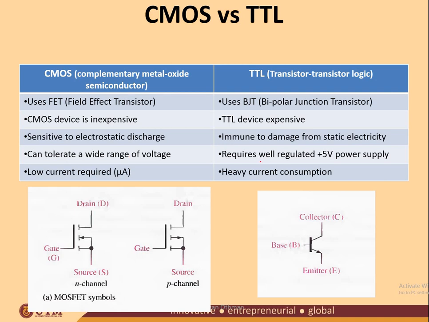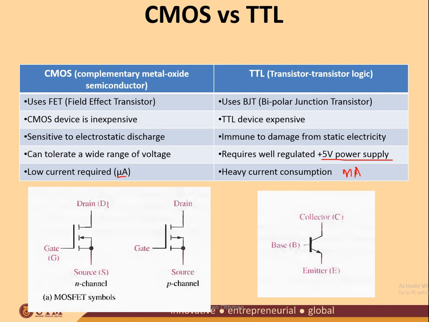However, for TTL you require a well regulated 5 volt power supply. This is normal electronics, normally around 5 volts. And CMOS requires very low current, in terms of microampere. However, TTL has heavy current consumption, for example in milliampere, so it's bigger, right? You can see milli and micro, so TTL requires 1,000 times the current compared to CMOS.